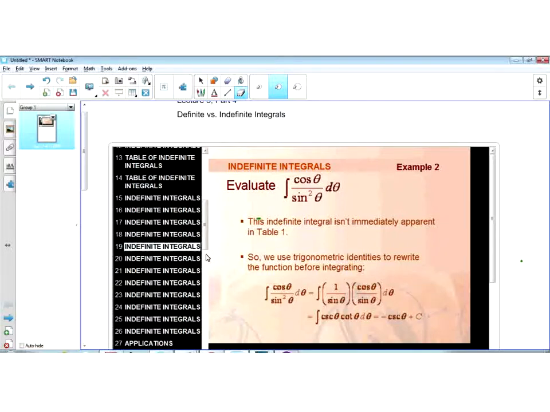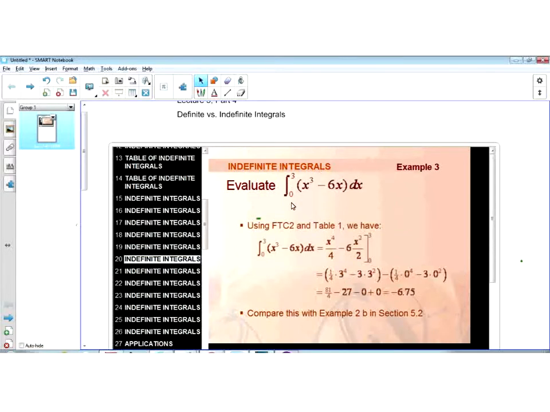So we can do more complex functions. Now we can go back to a problem we worked in the previous section: evaluate the definite integral from 0 to 3 of x cubed minus 6x dx.